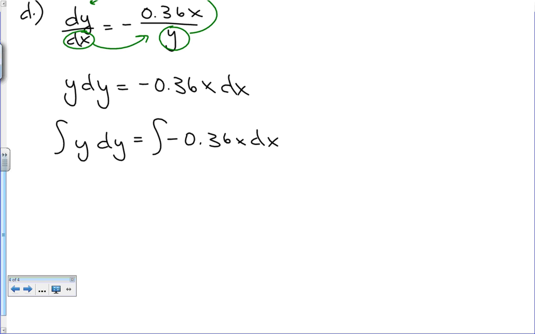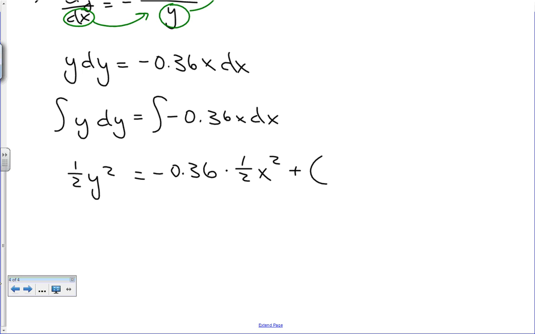All right, so the antiderivative of y, think of that as a power function here. It's y to the first power. So it's going to be 1/2 y squared. And that's equal to, I'll leave the constant out front, -0.36. And it's going to be 1/2 x squared. And of course, we always have our plus c at the end.